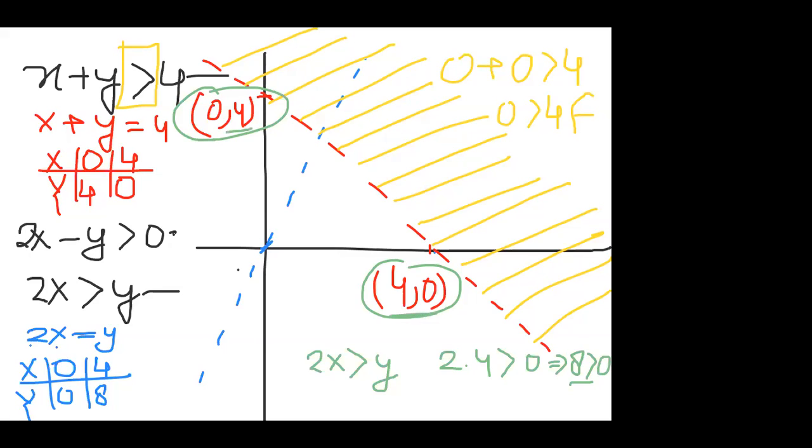If I am taking 0, 4, 2 into 0 is greater than 4. So it will be 0 is greater than 4. It is false. This was true, whereas this was false. So on the true side the shaded region will go, and on the false side it will not go.